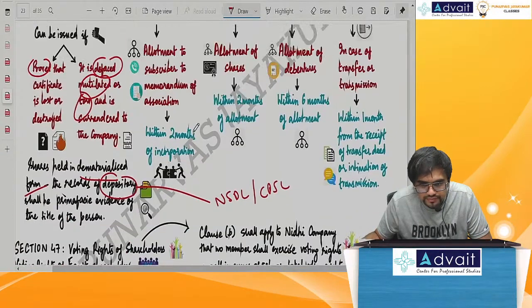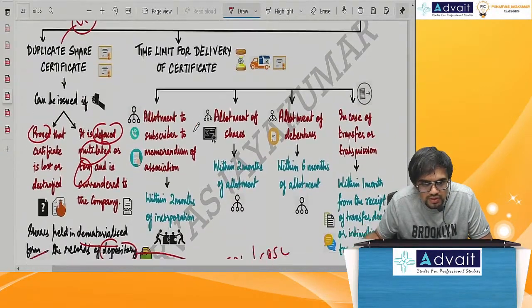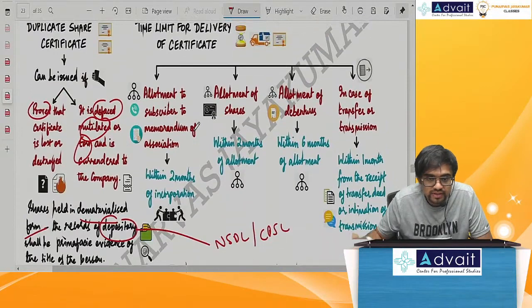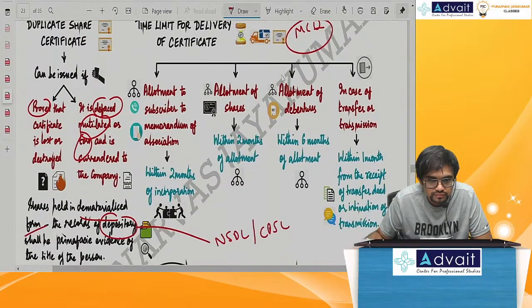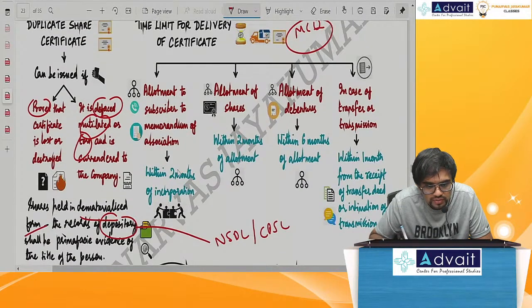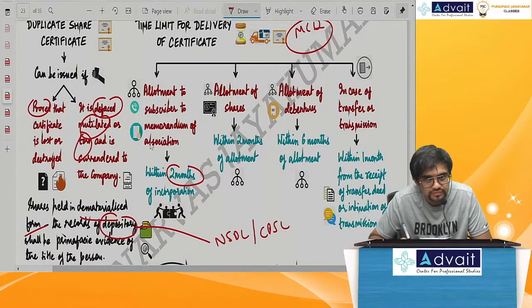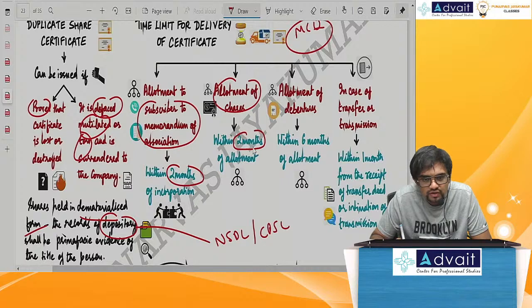Yes. Then time limit. These time limits can also be asked in MCQ. Within 2 months of incorporation, you have to allot shares to the subscribers of the memorandum. I told you, the first members. Allotment of normal shares should be done within 2 months of allotment.